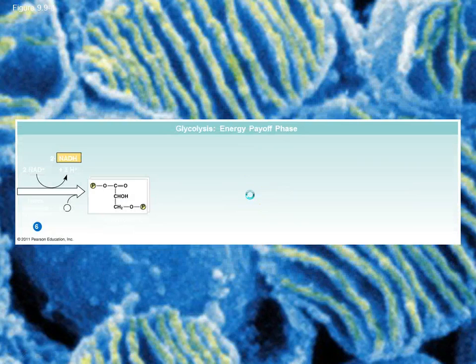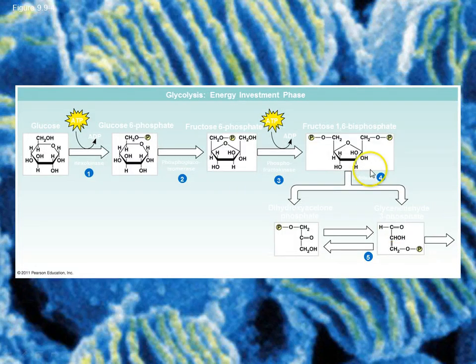Then we have the payoff phase, which is this series of steps here. Now what we have to do is, I'm going to go back one slide. You have to realize that we have created 2 molecules of this stuff, essentially, because we cut this thing in half, we have 2 3-carbon molecules. If this is formed, this converts into this, and we're left with a second one of these. So that's kind of the idea behind it.